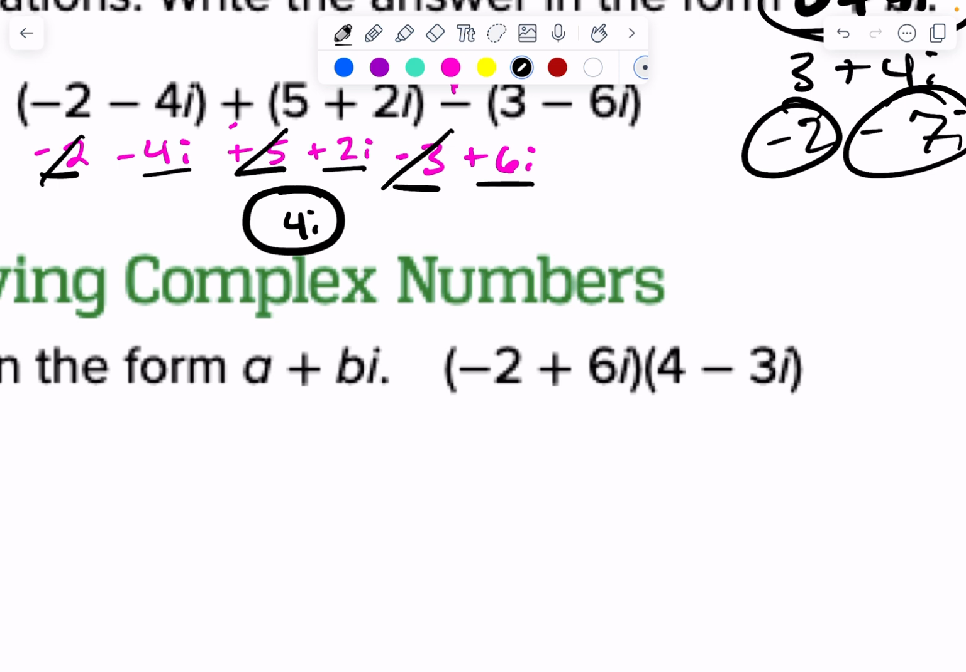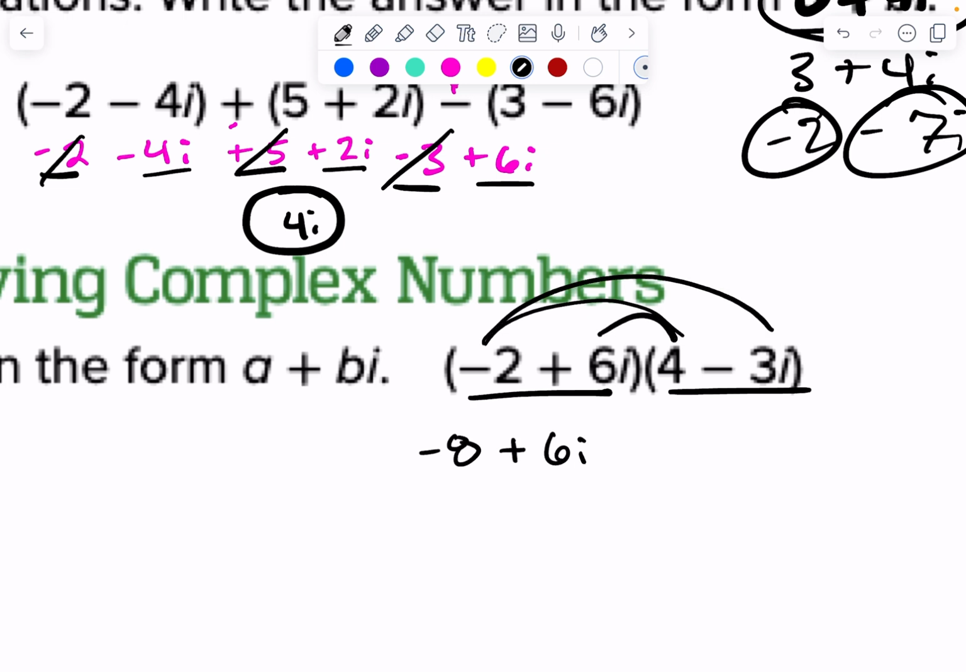All right. Now we are multiplying. When we're multiplying, we have a binomial and a binomial, so just like when there's x's, you multiply stuff through. Negative 2 times 4 is negative 8. Negative 2 times 3i is plus 6i. This guy will be plus 24i. And this is the hard part: positive 6i times negative 3i is negative 18i squared.